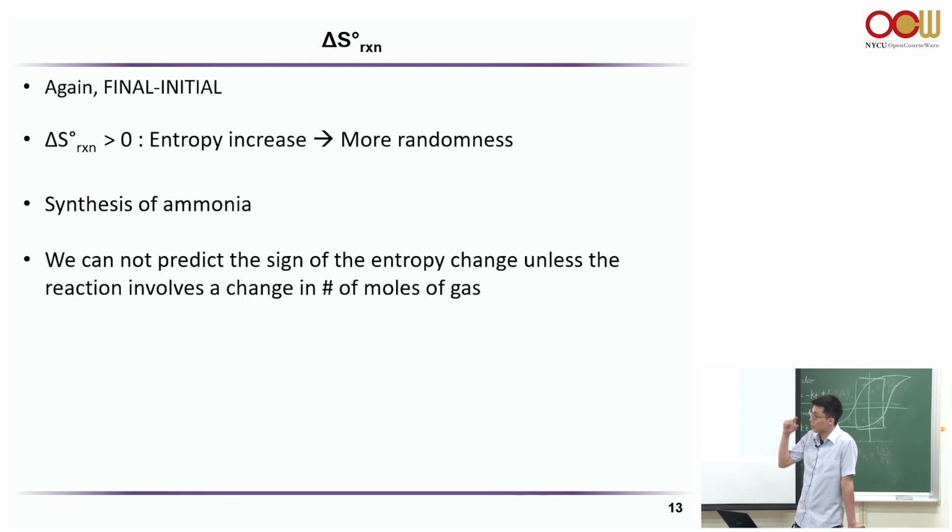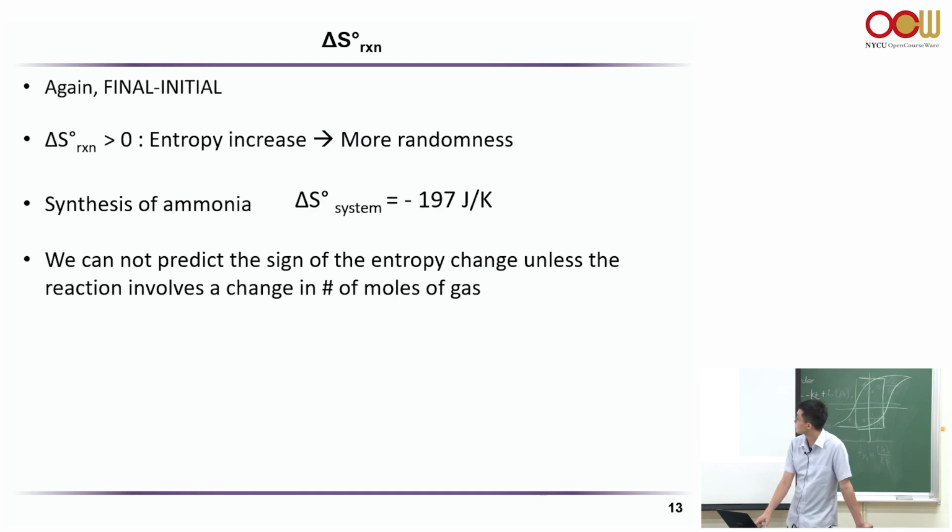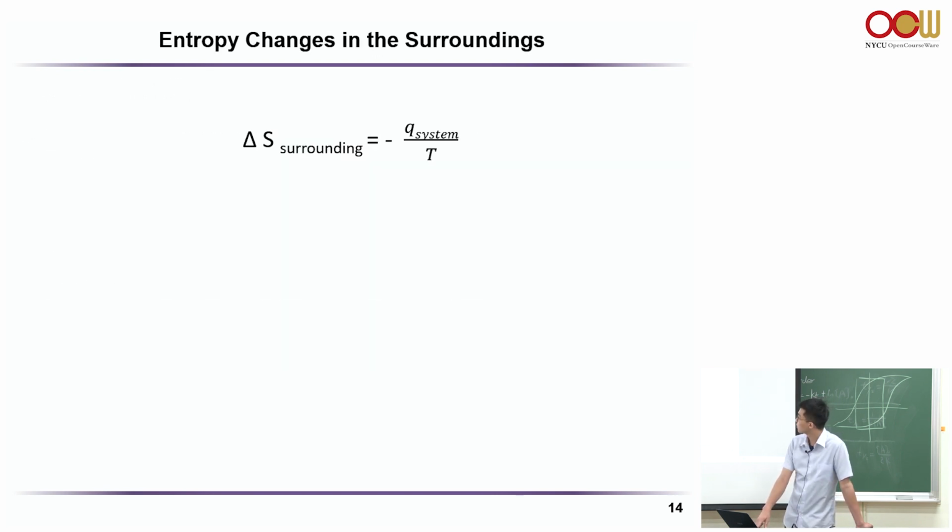So we talk about the Haber process. With the synthesis of ammonia, you decrease the number of gas molecules, right? You're converting nitrogen and 3 hydrogen into one ammonia molecule. That's why delta S will be negative. You're decreasing the entropy. So that should be simple.